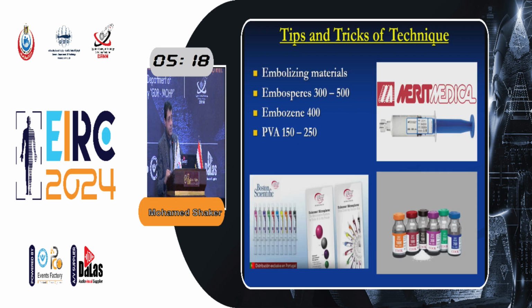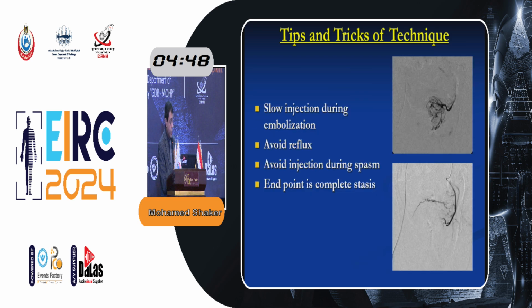These are the different particles used for embolization of the prostatic arteries. We have the Embosphere of Merit, we have the Embozene, we have the BVA of Boston Scientific, and all have similar outcome. There is no significant difference in the outcome regarding the different embolizing particles, but the size matters. If we use Embosphere, we use 300 to 500 micron. If Embozene, 400 micron. If BVA, 150 to 250 size. And these particles obtained the FDA approval in 2017 for prostatic artery embolization.